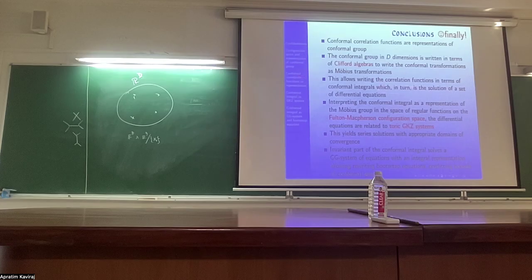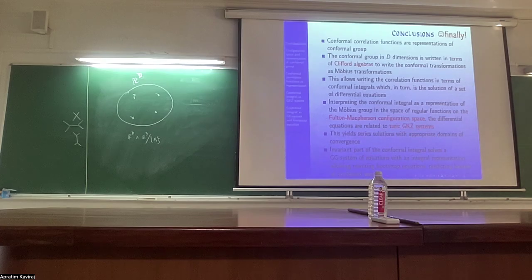This allows writing the correlation functions in terms of conformal integrals, and interpreting the conformal integrals as a representation of the Mobius group in the space of regular functions in the Fulton-MacPherson model of the configuration space. We could recast this differential equation for the conformal integral into toric GKZ systems. On one hand, there are series solutions with appropriate domains of convergence, which match with the existing results wherever they are there. And writing the invariant part of the conformal integral solves the GKZ system of equations.